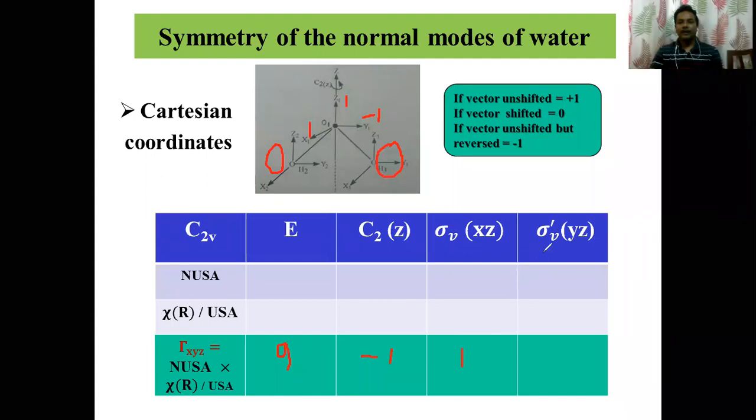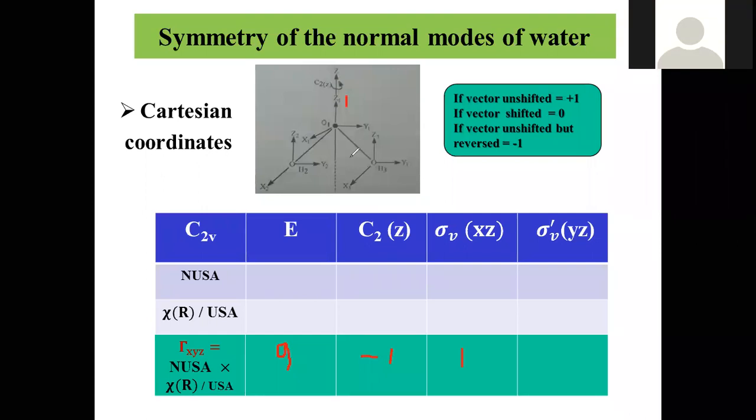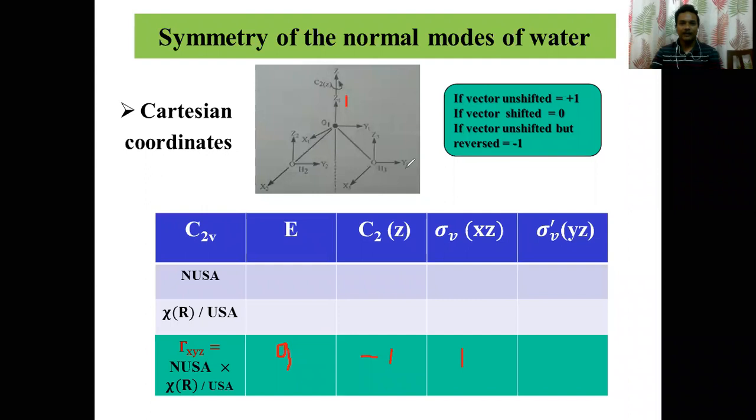Now go for sigma v prime, the yz plane. That plane is nothing but the molecular plane, the plane of the computer screen. So z1, y1 will be on the plane, z2, y2 will be on the plane, z3 and y3 will be on the plane, but x1 will go to minus x1, x2 to minus x2, and x3 to minus x3. Okay, so systematically add these numbers.